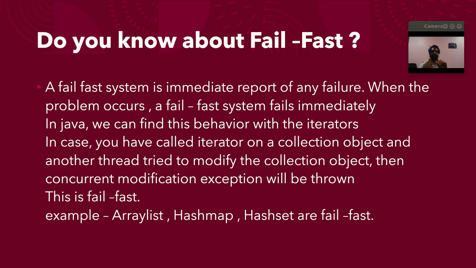So this is fail fast. When it comes to the iterator, let's say we are iterating over a collection and another thread comes and tries to modify that particular collection. Then the iterator will fail and give an exception called ConcurrentModificationException. This applies to ArrayList, HashMap, and HashSet. So these are fail fast, right?